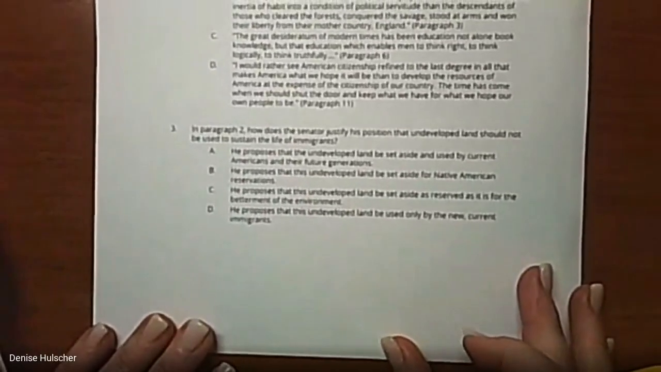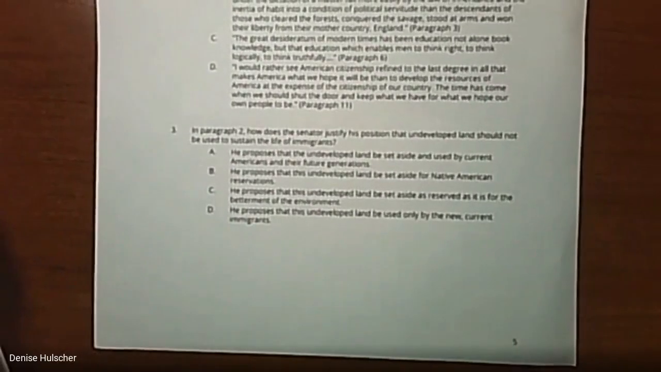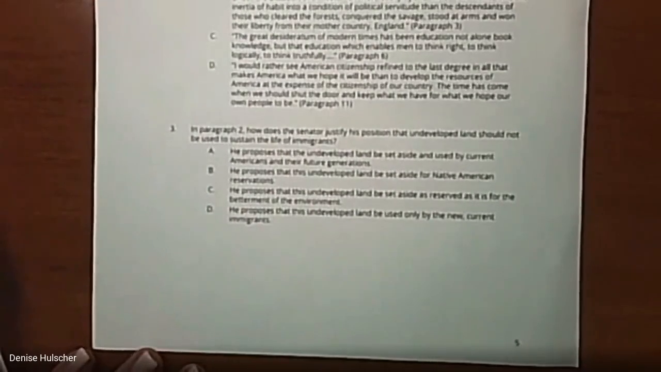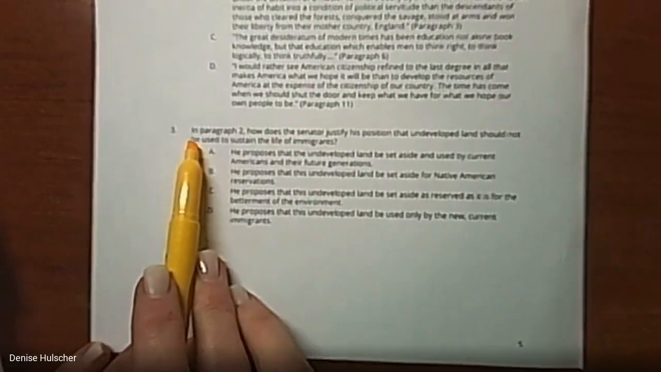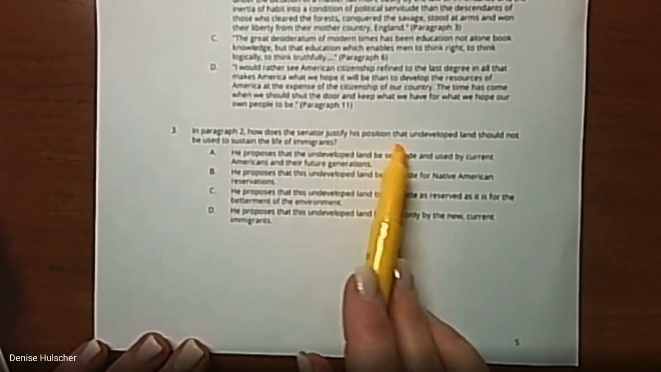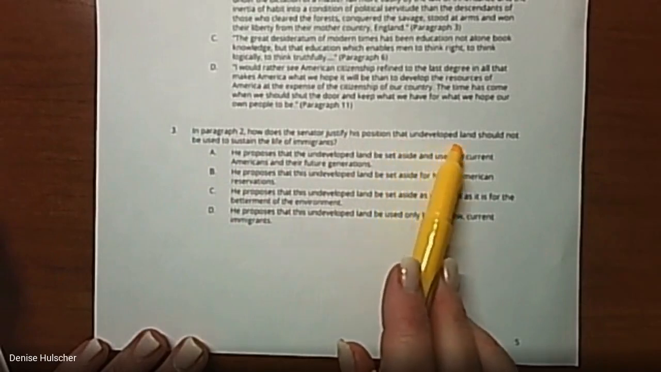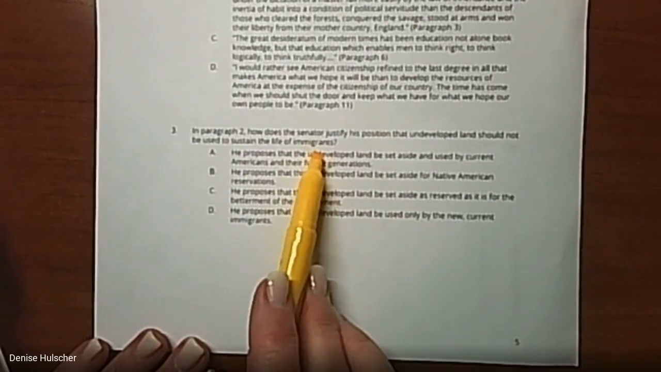All right, let's look at number 3. And you'll notice I didn't go to my chart on that one because the quote is going to be tied to what I first answered with number 1. So number 3, in paragraph 2, how does the senator justify his position that underdeveloped land should not be used to sustain the life of immigrants?